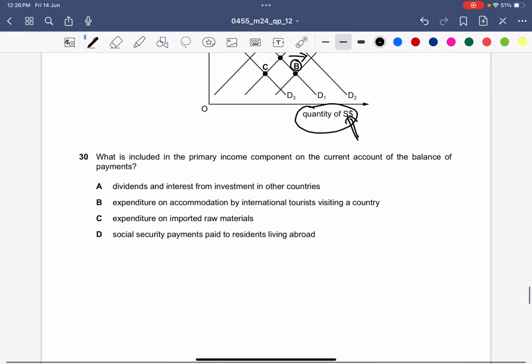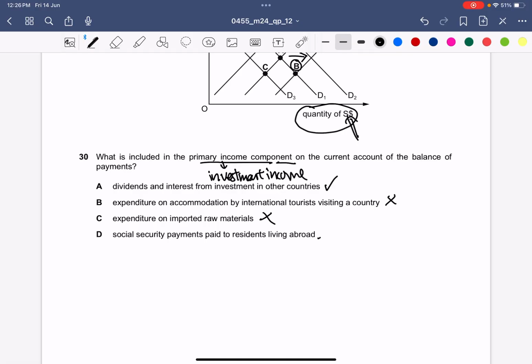Okay, last question. What is included in the primary income component on the current account of the balance of payments? As we know, primary income is the investment income a country earns abroad. So, dividends and interest on investment in other countries. Yes, this is correct. This one, no. C, no. Social security payments paid to residents living abroad, no. It is limited to investment income, so it's A.